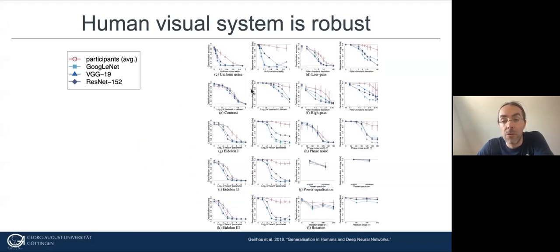And that's not only true for this one uniform noise, it's basically true across the board for all the different kinds of perturbations. So the pattern that you should see here is that the blue curves always drop quicker than the red curves, blue curves being the networks, red curves being the humans.